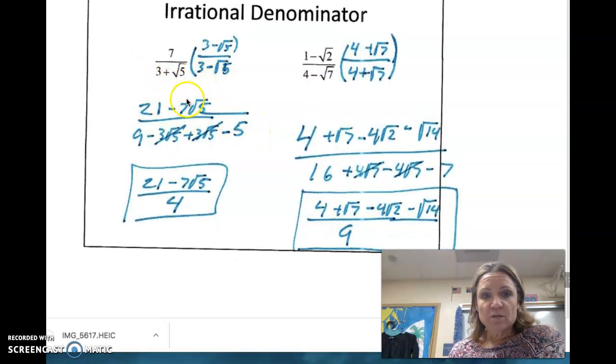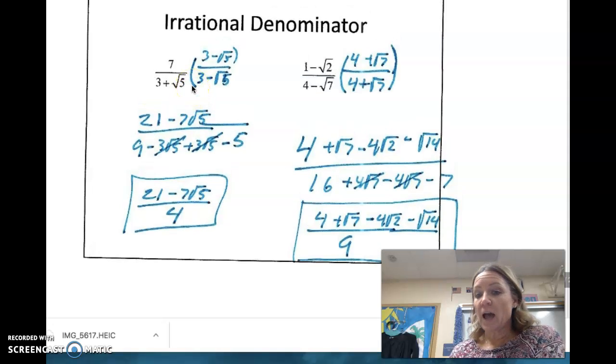Here we go. So this is taking the denominator and making it rational. Just like having an imaginary number, you also can't have a radical. So you do the same thing. You would multiply the denominator of 3 plus the square root of 5 by its conjugate, which is 3 minus the square root of 5. So you have to multiply both the numerator and the denominator by that.